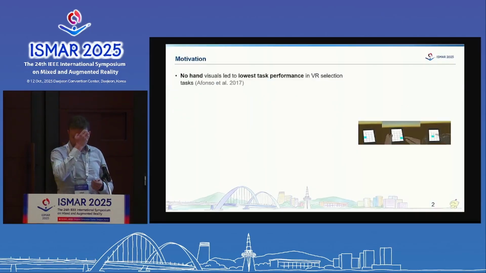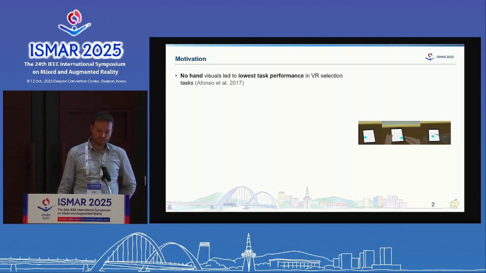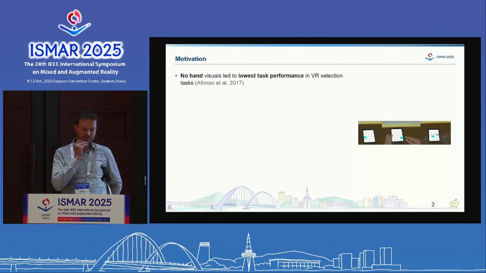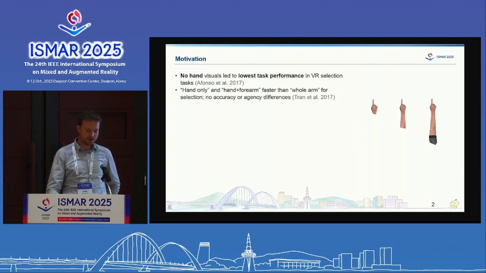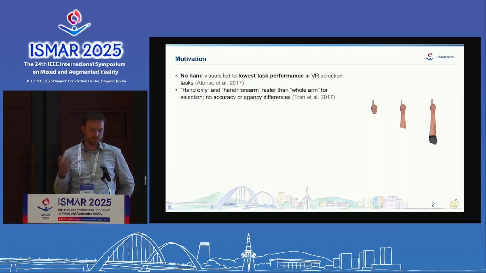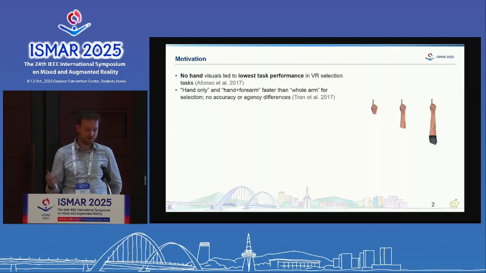As a motivation, there are quite a lot of studies, also mentioned in the previous talks, that compare different hand visibilities in virtual reality. For example, here they came to the conclusion that no hand visuals led to the lowest task performance in this selection task. Here they compared different hand lengths, basically the whole arm or just the hand, where the hand only and hand plus forearm were faster than the whole arm for selection tasks.